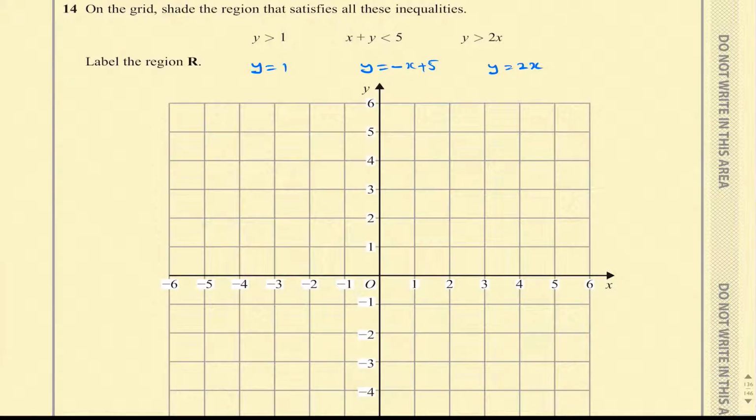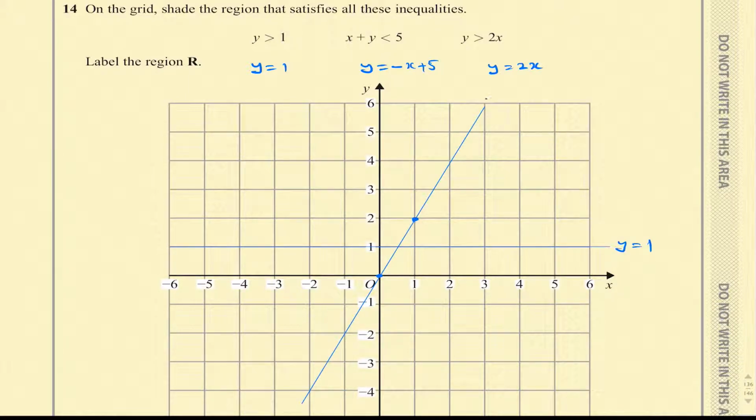Where y equals 1, this is the curve here. Just go along that line. That's y equals 1. And when y equals 2x, that means when x is 0, y is 0, so that's one point. When x is 1, y is 2, so that's another point. We need 2 points to draw a straight line, so we can just draw that straight line, and continue it in this direction as well. There we go.